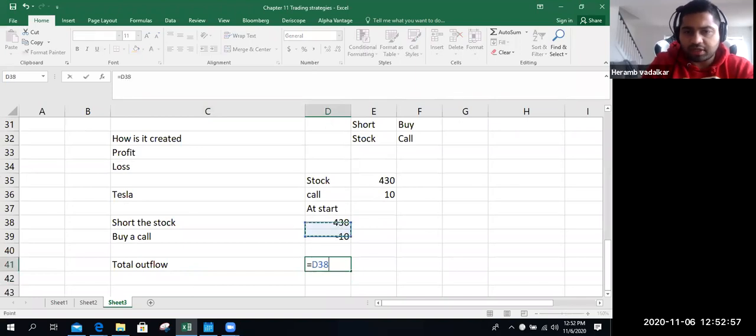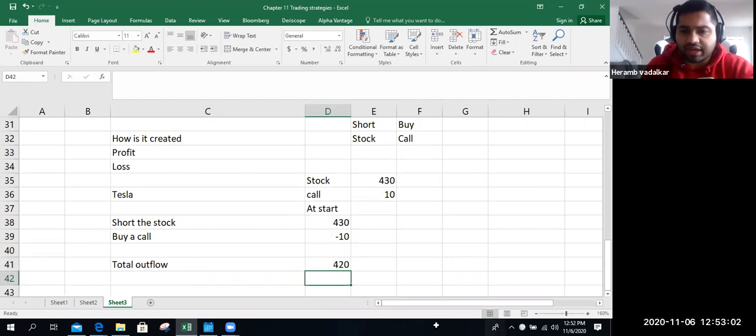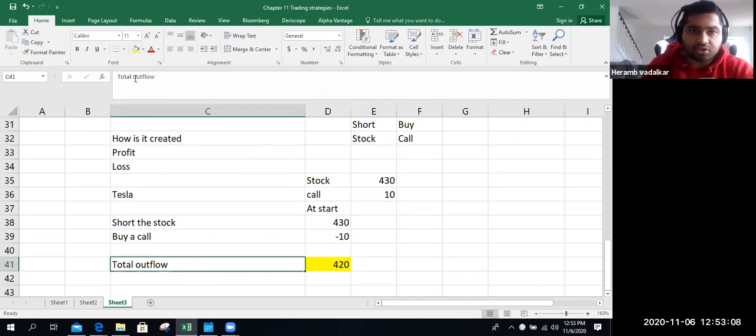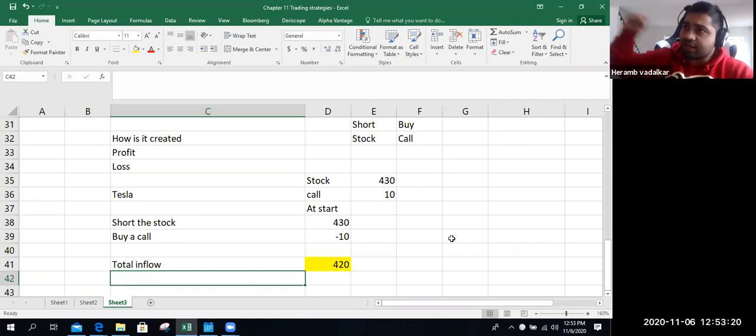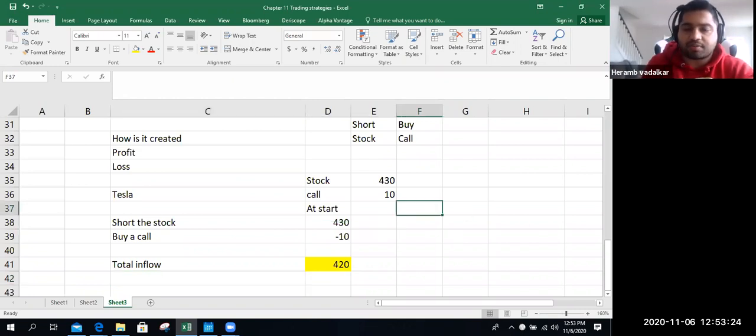So the total is 430 minus the $10 that you paid. 420 is the total cash inflow. This is inflow because you're shorting the stock. When you short a stock, you get money. Shorting a stock is borrowing a stock, selling it and getting money with a guarantee to return that stock back. Okay. So let's say the stock stays the same.